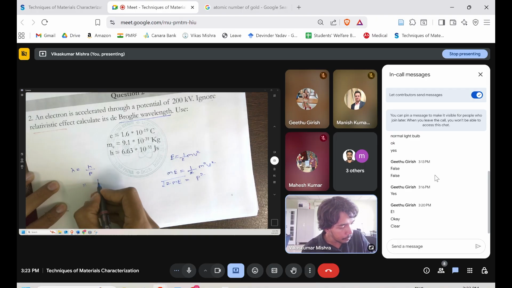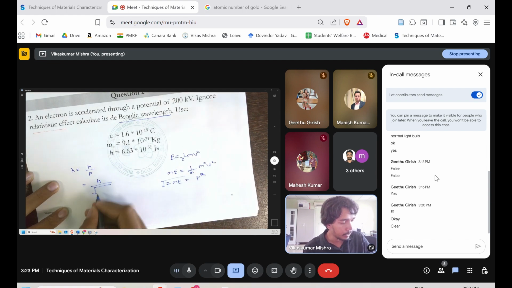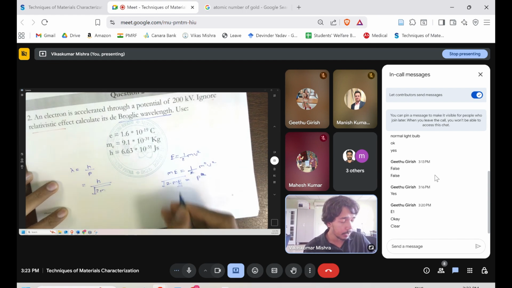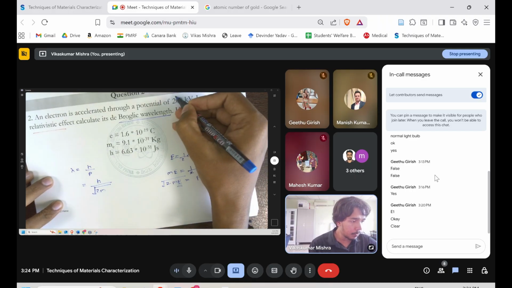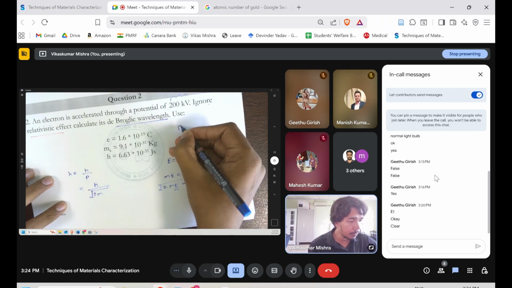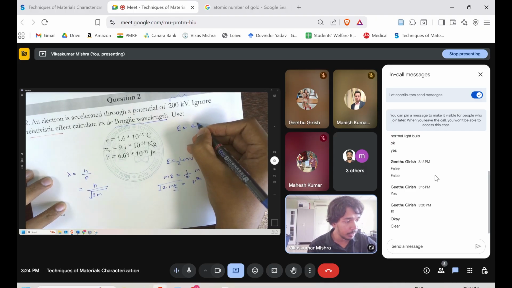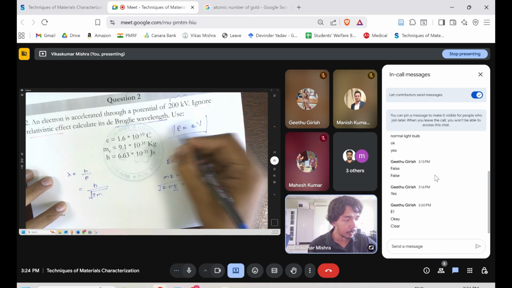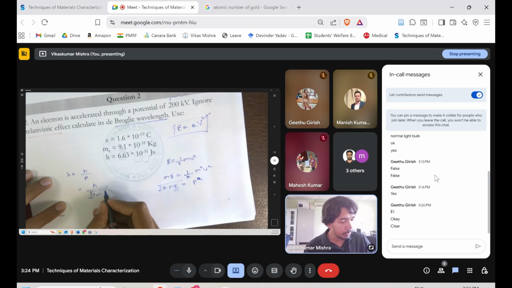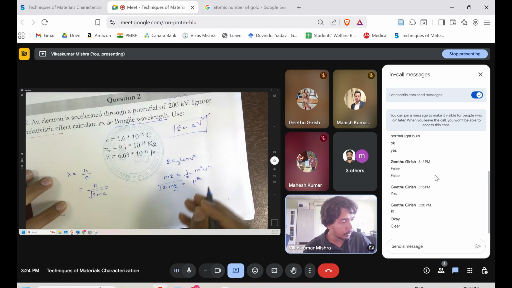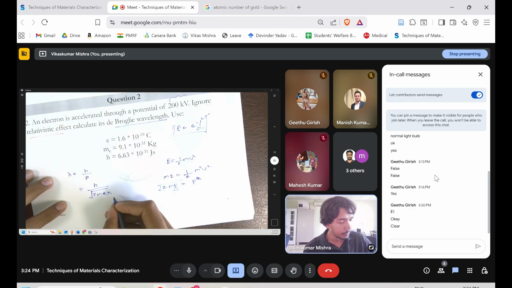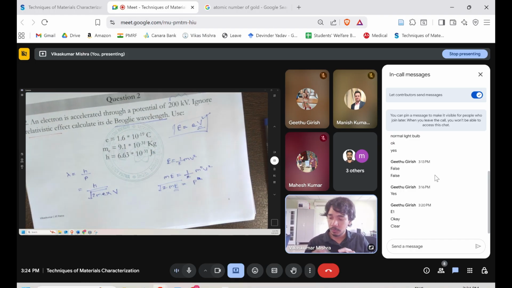So now let's put it. We know that p will be root over 2mE, where E is the energy. If this much potential has been applied to the charged particle with charge e, it will gain energy of e into V, whatever the voltage that has been applied. So let's write that. Energy can be written as e multiplied by this voltage V. So this is the formula which is beneficial for us.